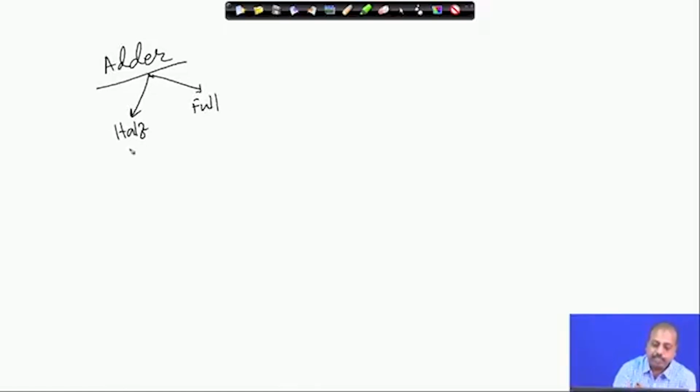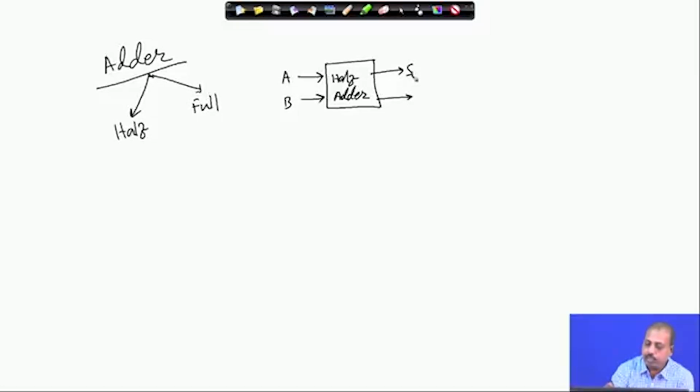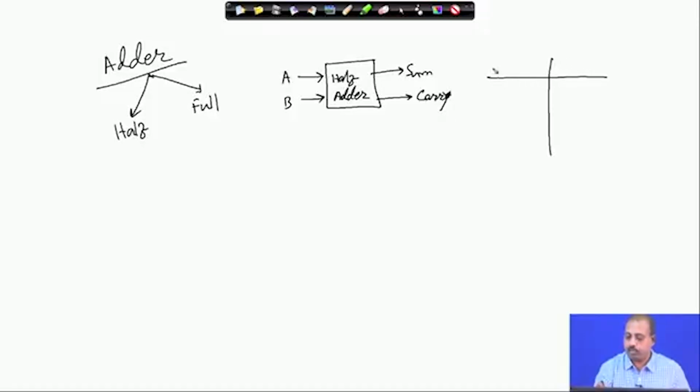This half adder just adds 2 bits. If you look at this half adder block, it has 2 inputs A and B, the bits to be added, and it produces 2 outputs, one is sum and the other is carry. This is a combinational circuit, so I can represent it in the form of a truth table, with A and B as inputs, and sum and carry as the 2 outputs.